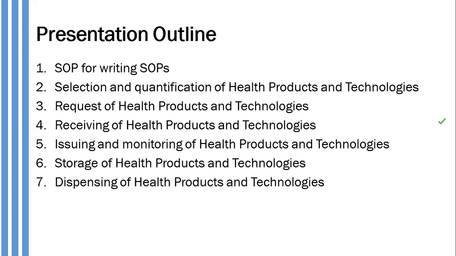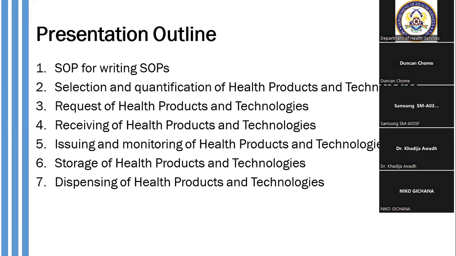Secondly, because we're talking about commodity management cycle, the commodity management cycle starts at the point of selection and quantification of health products and technologies. This is the head, I would call it the head of the whole procurement cycles. We'll talk about procurement for those who are savvy about it. And of course, we'll talk about requesting for these health products and technologies. How do we do it? Why do we do it?